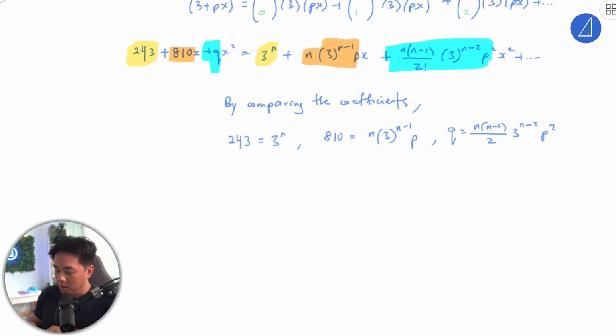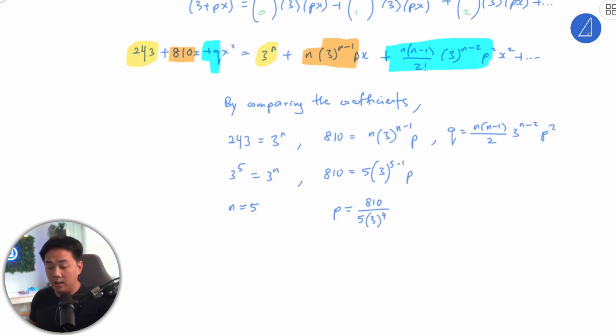Great. So then what we need to do here is, 243 is 3 to the power of 5. So 3 to the power of 5 equals 3^n, so we know n is equal to 5. Then for 810, with n equals 5 now, 810 equals 5 times 3^(5 minus 1) times p. So p is equal to 810 over 5 times 3 to the power 4. Key in the calculator, this gives us p equals 2.